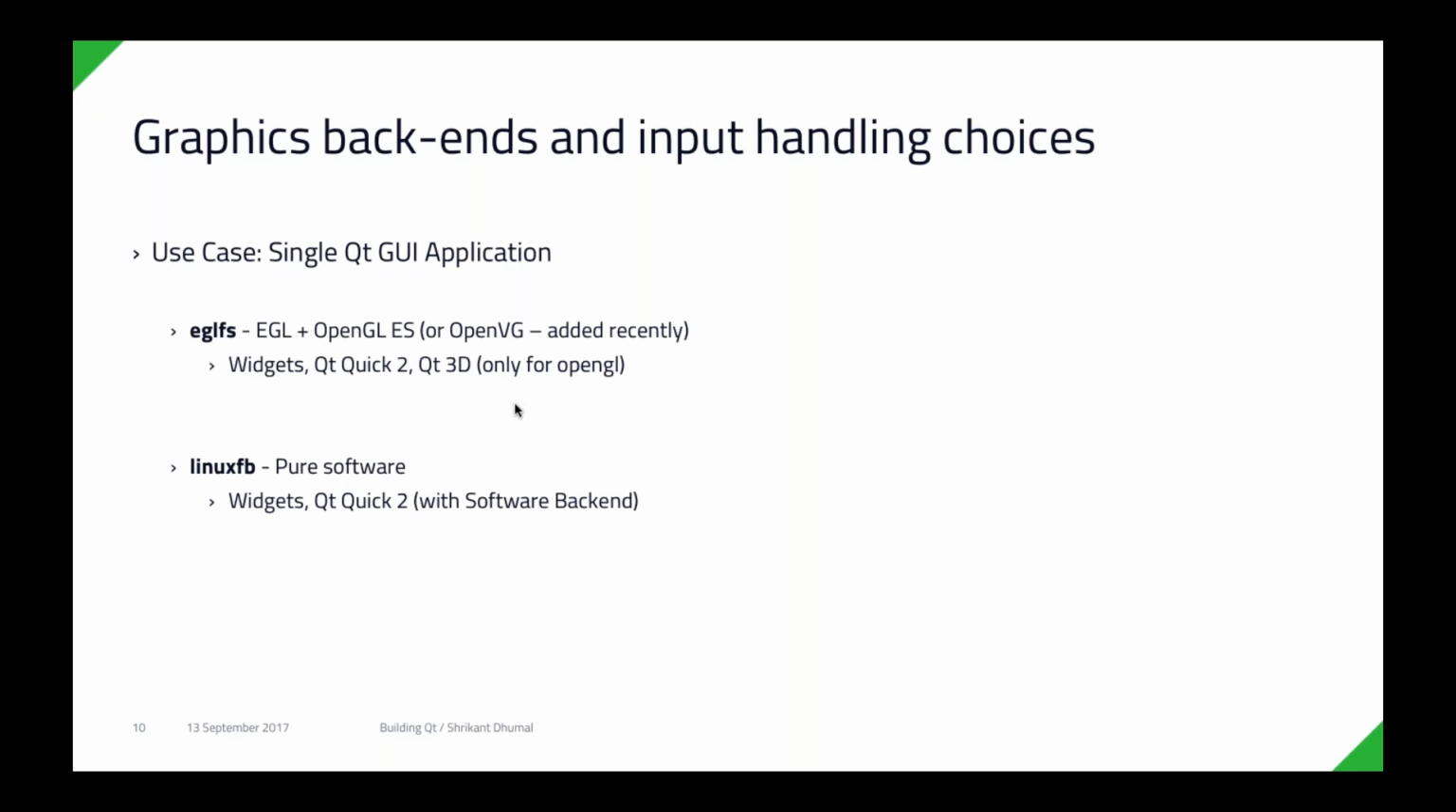If you are looking for 2D or 3D acceleration, EGLFS is the choice. So EGLFS is the platform plugin that uses EGL and OpenGL. Recently, we have also added support for OpenVG. So if you have the EGLFS platform plugin enabled for your platform, you could run widgets and Qt Quick 2 applications. Qt 3D is possible if you are using OpenGL, not if you're using OpenVG.